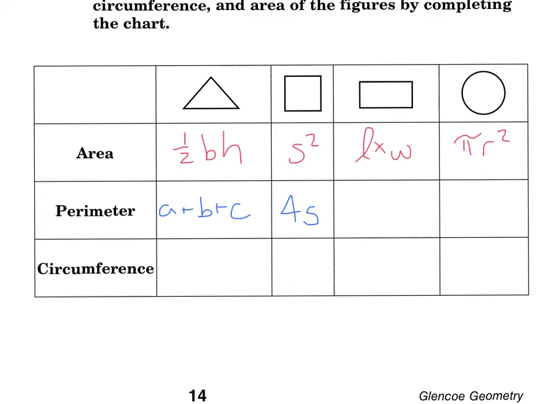Okay, rectangle, we got 2 lengths plus 2 widths. So we can actually shorten that up. We don't have to add up all 4 sides. If we just know the length and the width, we can double those. And the perimeter for the circle is actually what we call the circumference.